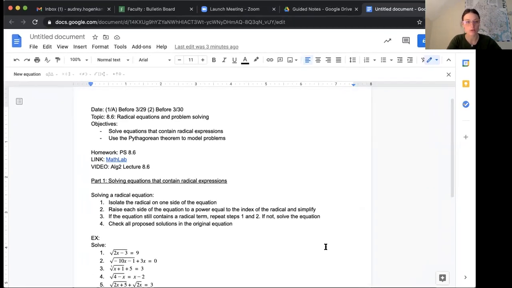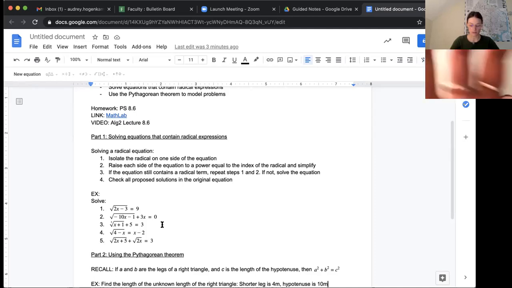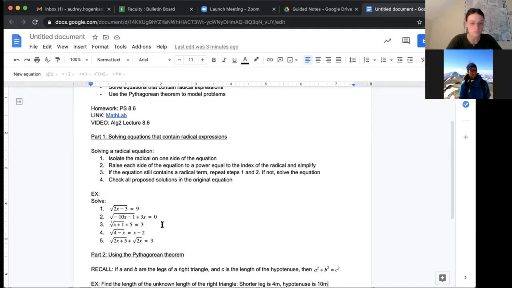So first we have some general steps for solving these problems, and then we're going to do a bunch of example problems that take us through specific examples of how we do these steps. Our steps for solving a radical equation include: isolate the radical on one side of the equation, raise each side of the equation to a power equal to the index of the radical and simplify. If the equation still contains a radical, repeat step 1 and 2. If not, solve the equation. And step 4, check all proposed solutions to the original equation.